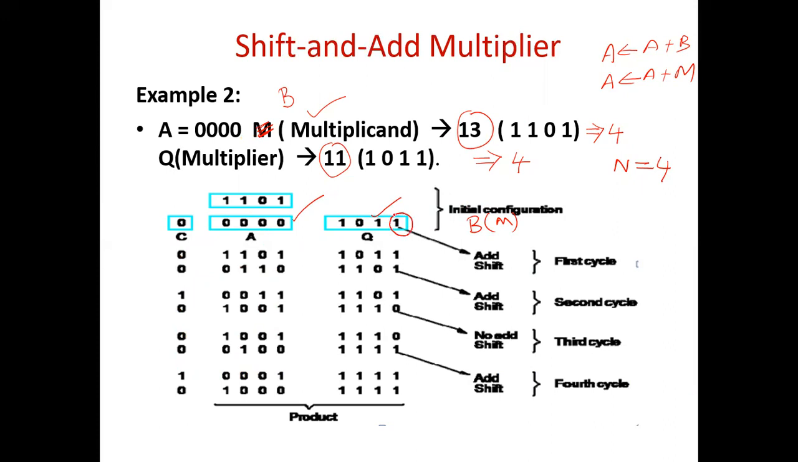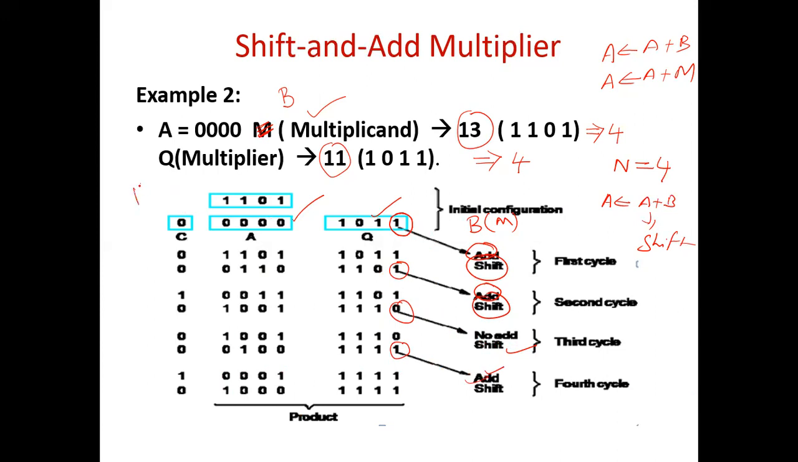Q naught is 1. 1 means first I will do A tends to A plus B and then shift. So that is add and then shift. Again my Q naught is 1, add, shift. Here Q naught is 0, so there is no add option; I am just shifting it. And then again my Q naught is 1, add and shift. And this is the final product.